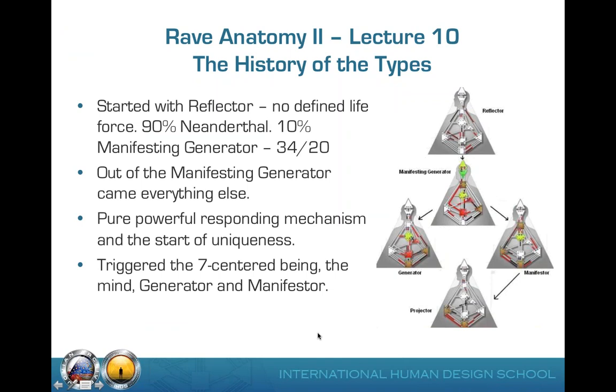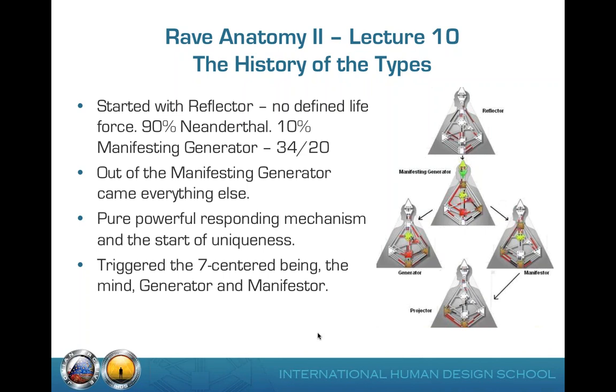We started with a reflector. No defined life force, just completely open. He says this was 90% Neanderthal, and then another 10% was manifesting generators. So we had 90% reflectors, 10% manifesting generators on the planet. And then out of the manifesting generator, as we evolved, came everything else. So the pure, powerful responding mechanism, gate 34, and the start of uniqueness. So out of the manifesting generator came the manifester and the generator.